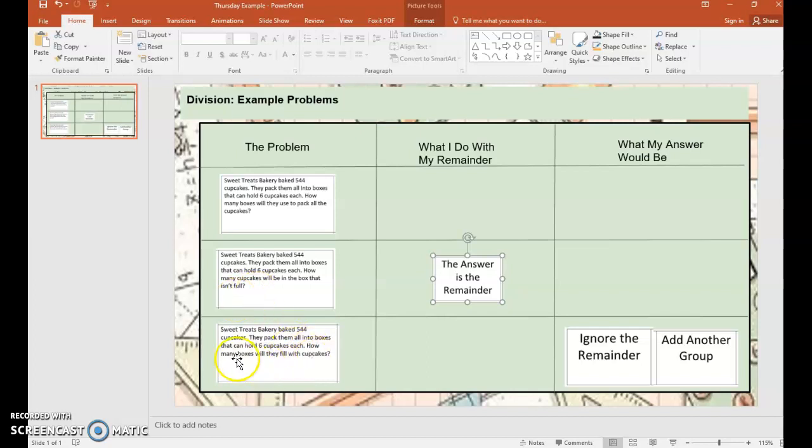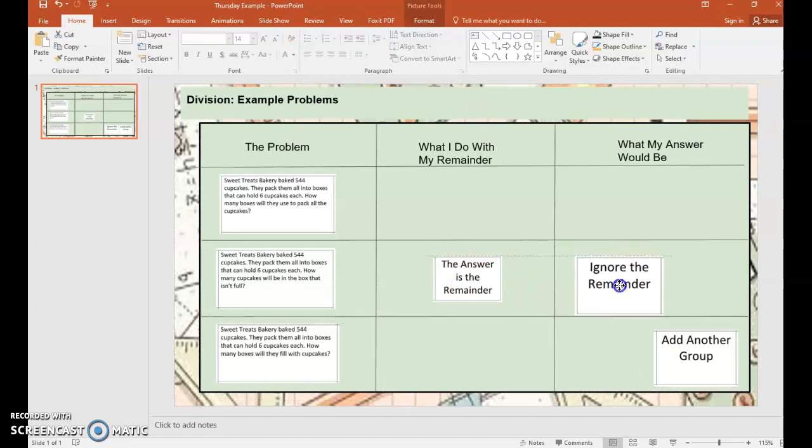Let's look at the last one. How many boxes will they fill with cupcakes? So nope, this has to be full boxes. So right here in the middle, how many cupcakes will be in the box that isn't full? That's asking for the remainder.